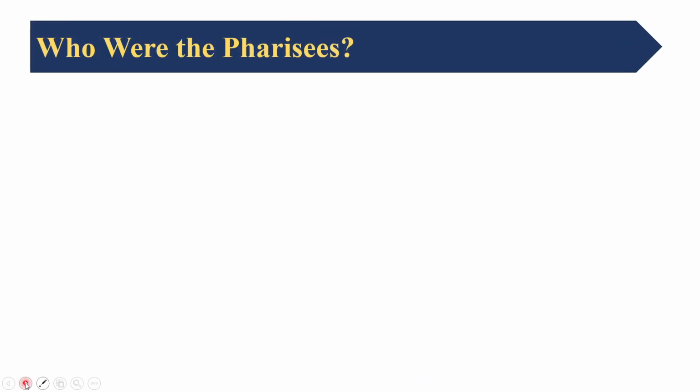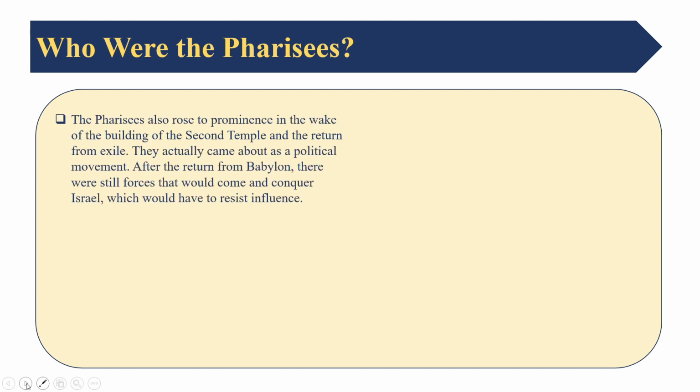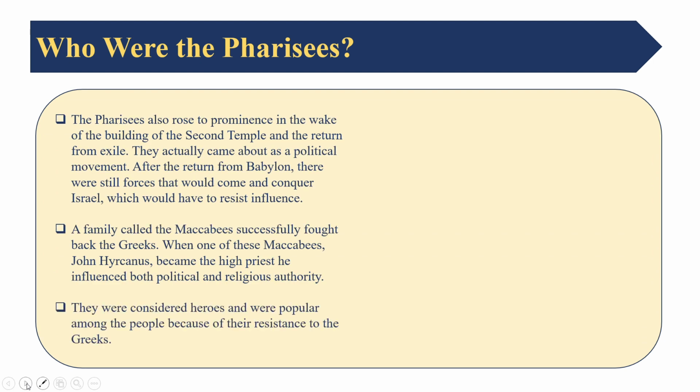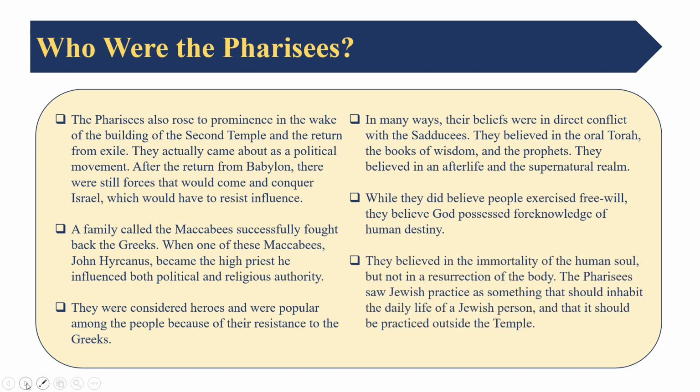Who were the Pharisees? Here, as I said first, the Jewish religious and governing system was divided between two sectors: one is Pharisees and one is Sadducees. The Pharisees are also called the People's Party. They rose to prominence in the wake of the building of the Second Temple and the return from exile. They actually came about as a political movement after the return from Babylon.